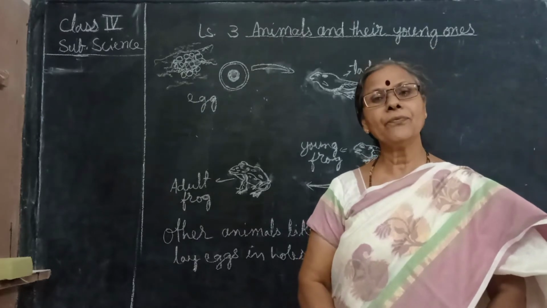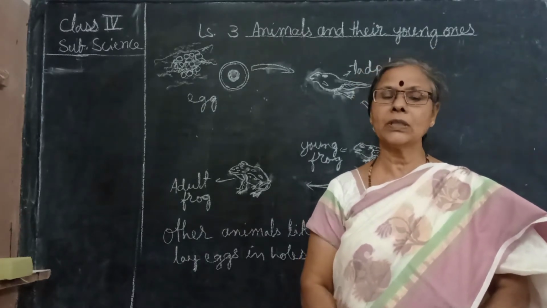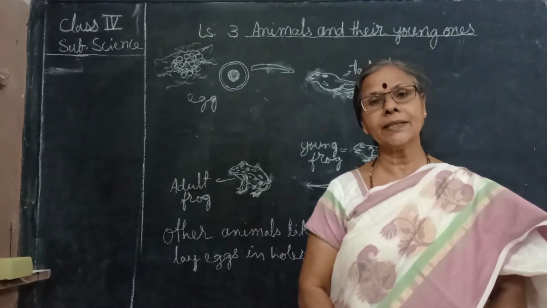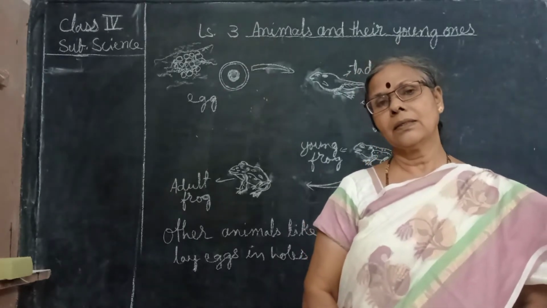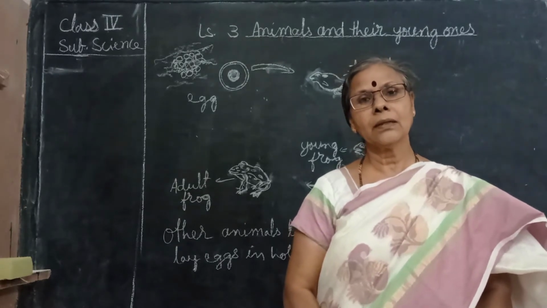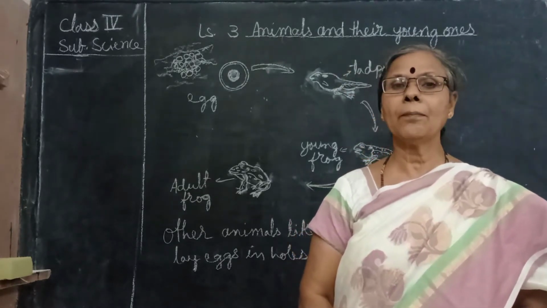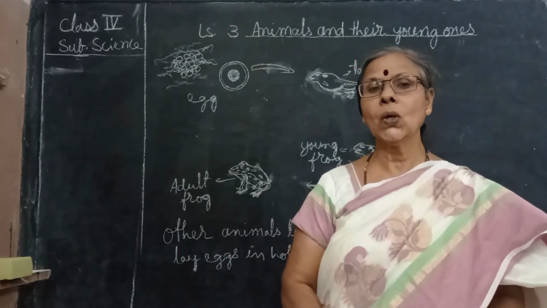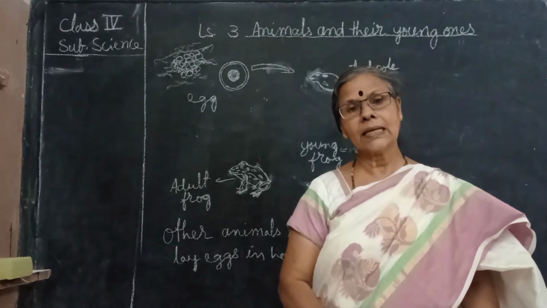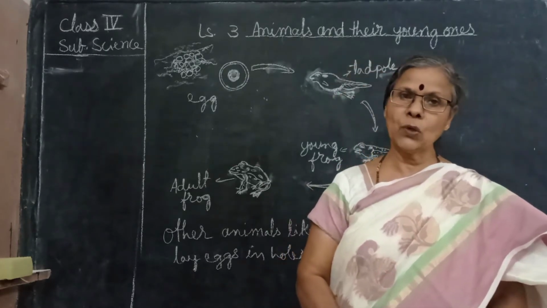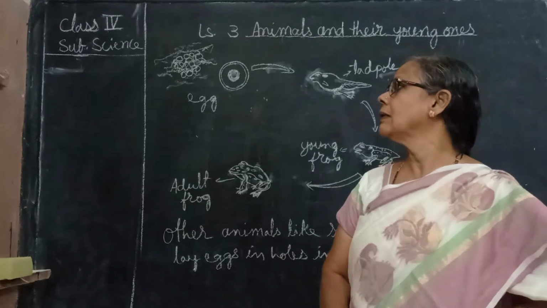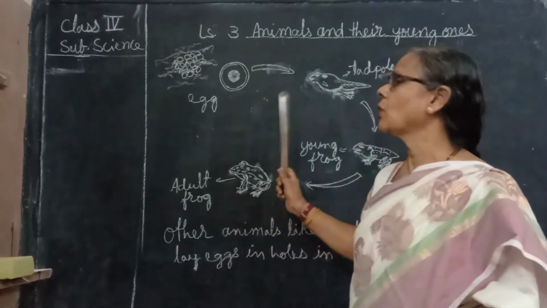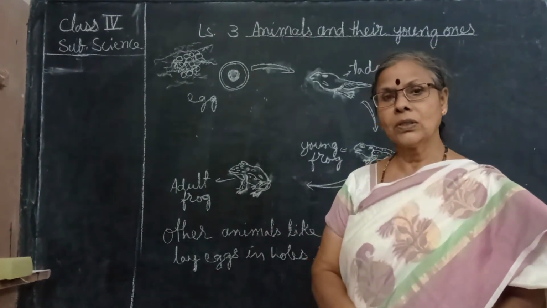Yesterday we studied the structure of an egg and how the embryo develops inside it. There are some more animals that reproduce by laying eggs. Not only birds, other animals also lay eggs and reproduce their young ones. The second animal we will study is the frog, and its life cycle.